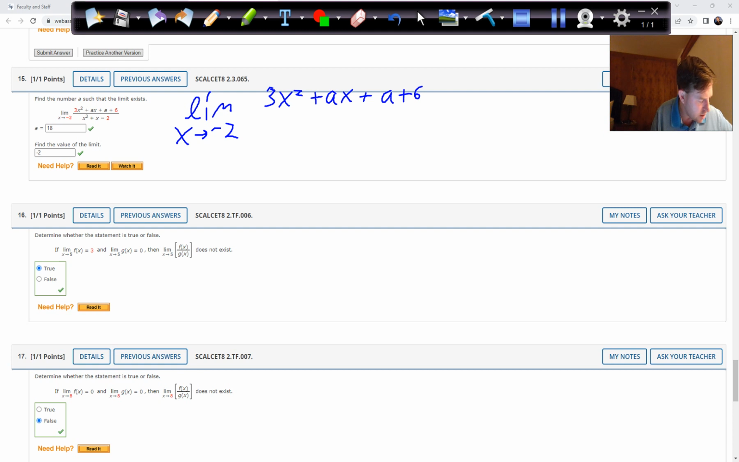And how did I do this? Yeah, I think I wrote this like this. And then you divide by factor x squared plus x minus 2. It's pretty easy to factor. It's x plus 2, x minus 1.